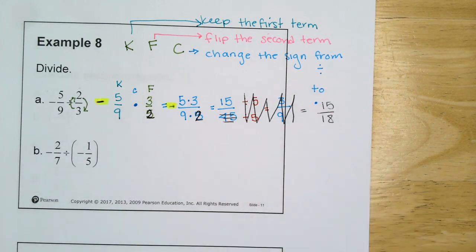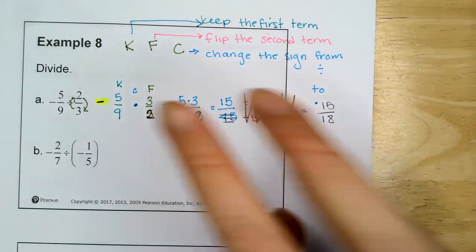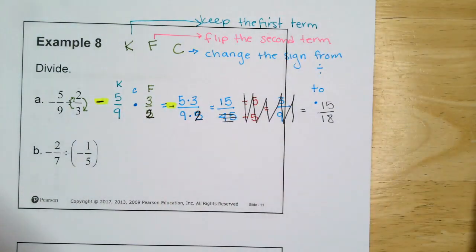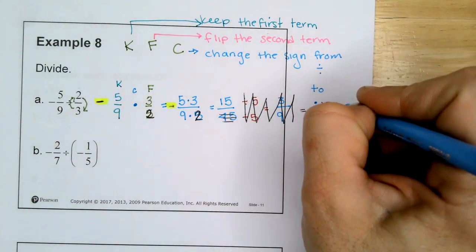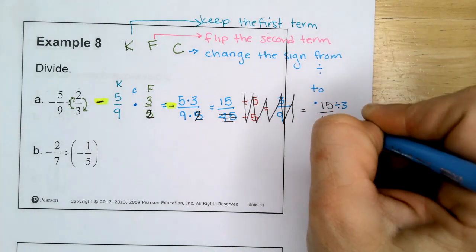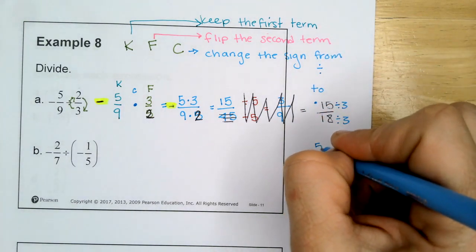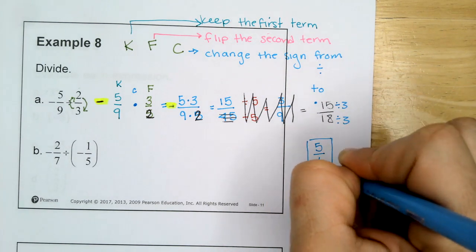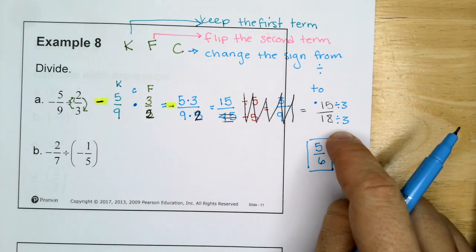15 and 18, you always want to make sure there's not a number that you can divide out of your fraction. So 15 and 18, you can divide them both by 3, right? 15 divided by 3 is 5. 18 divided by 3 is 6. So when I take 15 divided by 3 and 18 divided by 3, I get 5 over 6 as my final answer. Okay, I divided 3 out of both the top and the bottom.